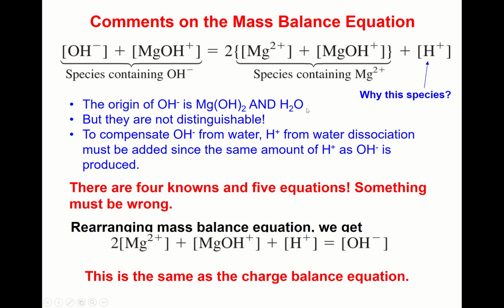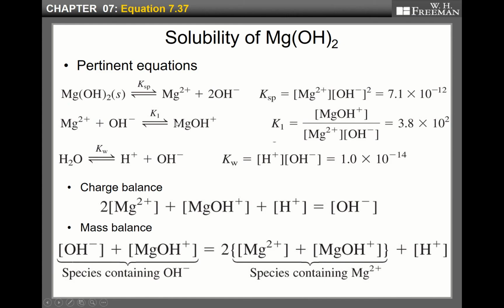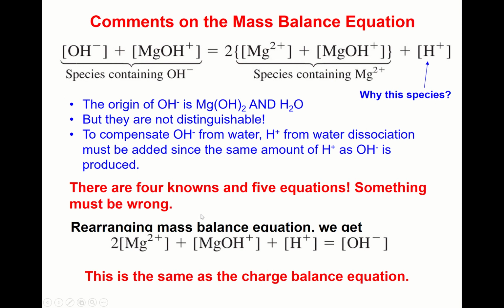Now let's count how many unknowns and how many equations there are. What are the unknowns here? The unknowns are the magnesium ion concentration, magnesium monohydroxide, and proton and hydroxide ion concentrations. No more than that. So how many unknowns? 1, 2, 3, 4 unknowns. But how many equations? There must be 4 equations. Let's count the number of equations. 1, 2, 3, 4, and 5. More equations are there. What's wrong?